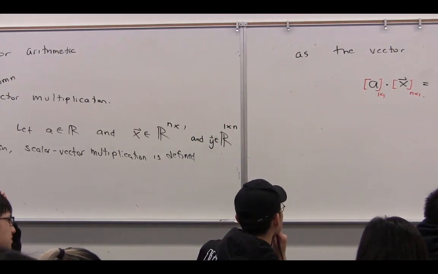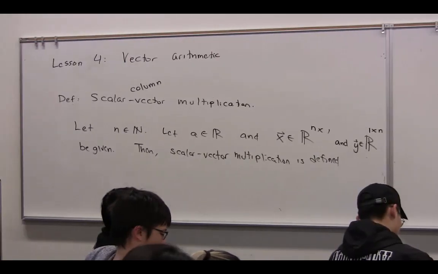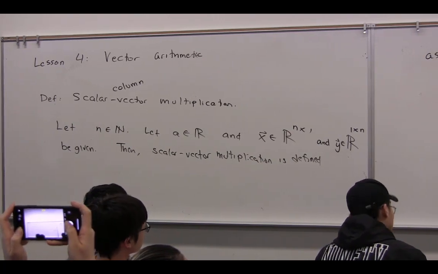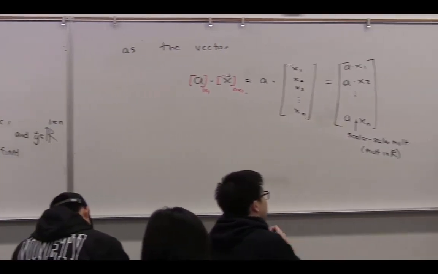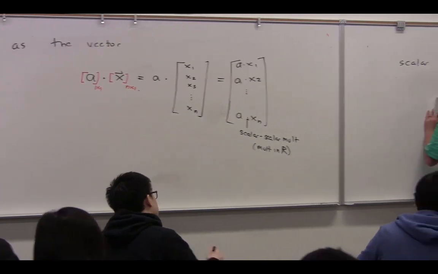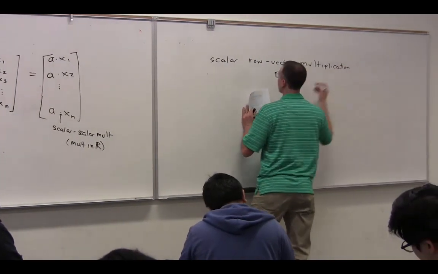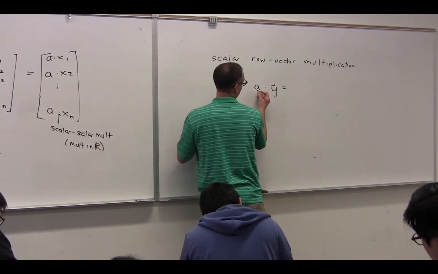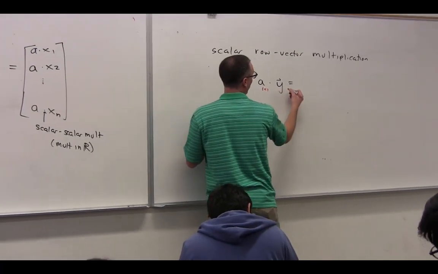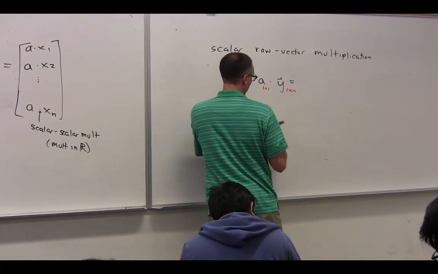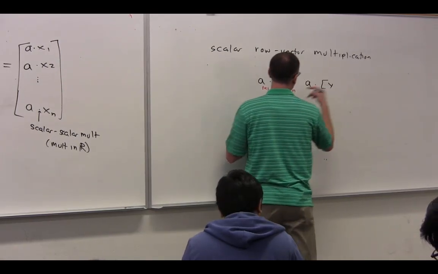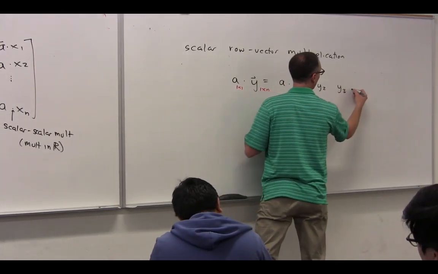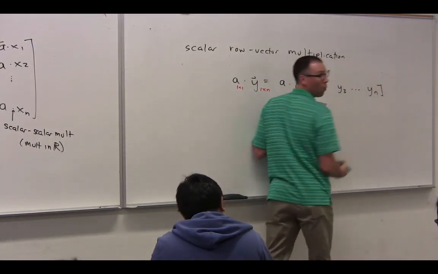Okay, so let's go ahead and look at that thing. So we have what we call scalar column vector multiplication. We also have what we call scalar row vector multiplication. Could you guess what that looks like? A times y. Okay, let's go ahead and analyze the dimensions. What's a? 1 by 1. What's y? 1 by n. So let's go ahead and look at this thing. So this is a times, what does 1 by n look like? y1, y2, all the way down to yn.